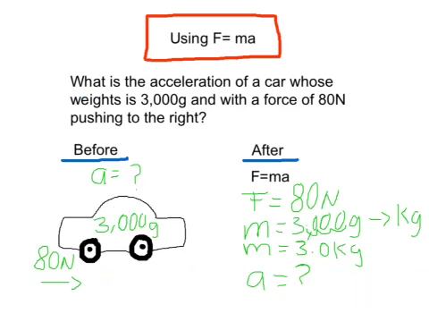For this, we're using F equals ma. We're looking for the acceleration of a car whose weight is 3,000 grams and a force of 80 newtons pushing to the right. So we plug in 80 newtons for F because that's the force, and then we have m, which is 3,000 grams, which we convert to kilograms by moving the decimal 3 places to the left, and we get 3.0 kilograms. Then we solve for acceleration.